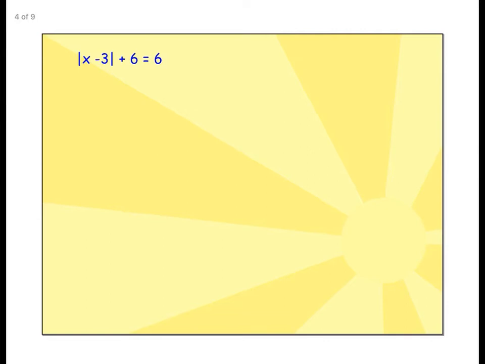Okay, one more example. In the absolute value bars, I have x minus 3, but there's something outside of them on the left side that I need to move. It's that plus 6, so I'm going to subtract that. Okay, absolute value of x minus 3 is equal to 0.